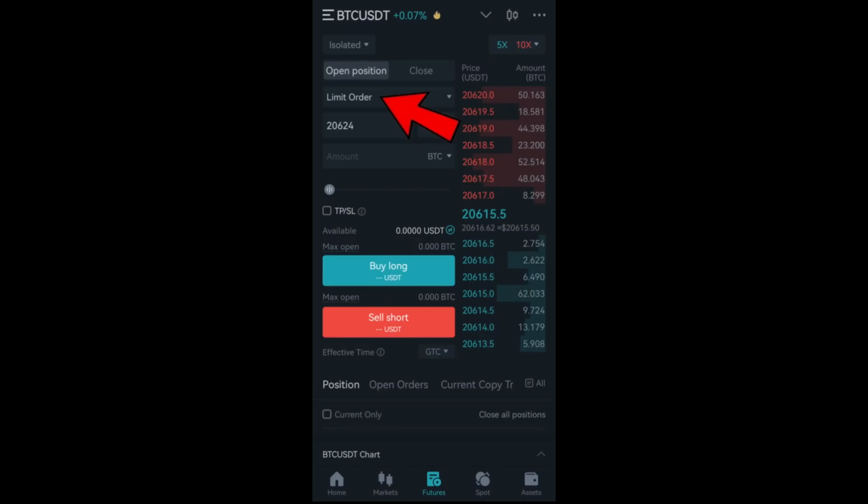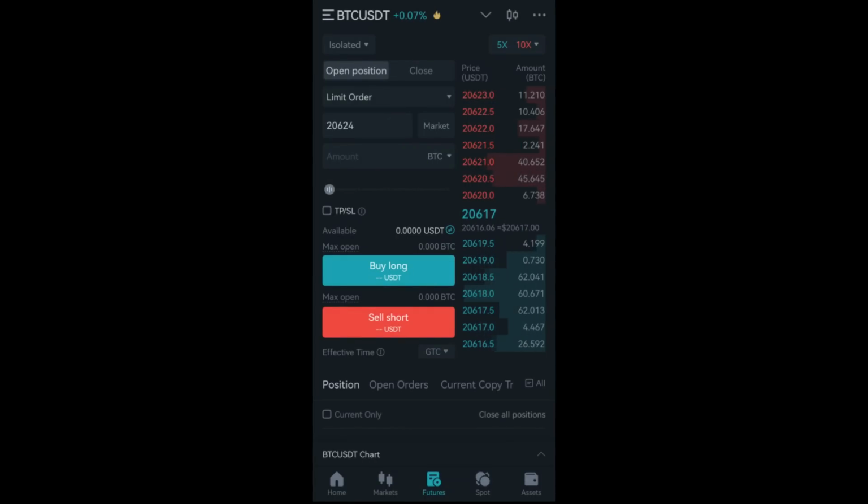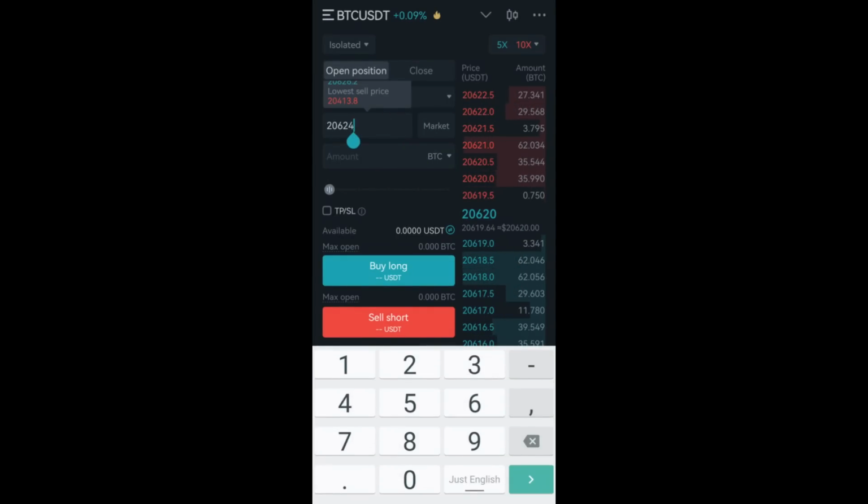Here you'll find an option called limit order. If you click on this, it will display two options. The first one is limit order and the second one is trigger order. If you select the first option, limit order, and set the price in this box, then once Bitcoin's price touches your price, your order will get executed.